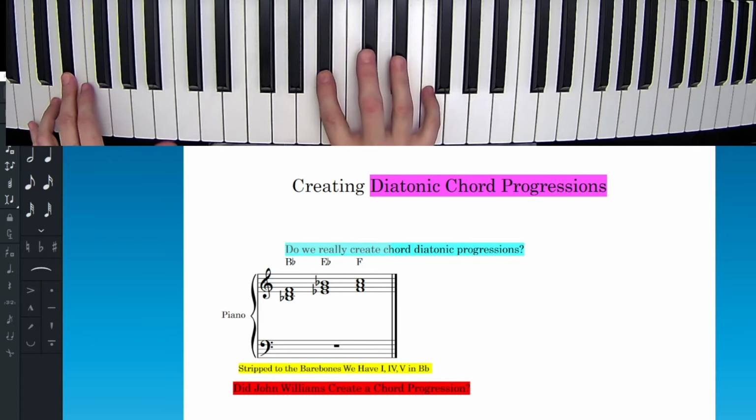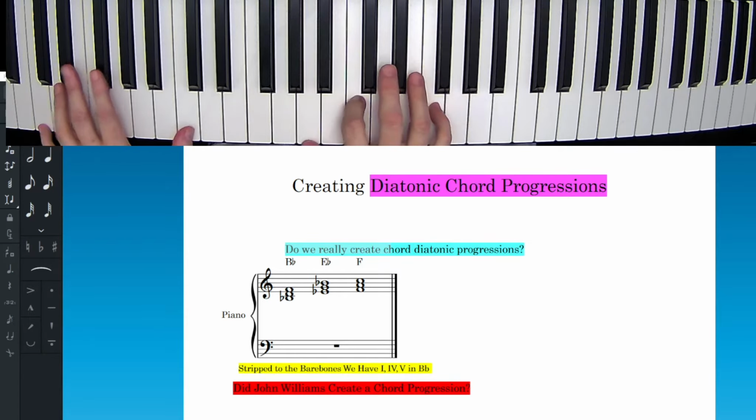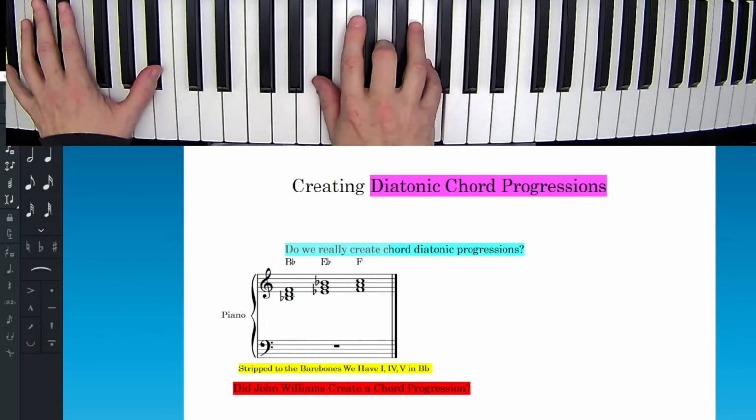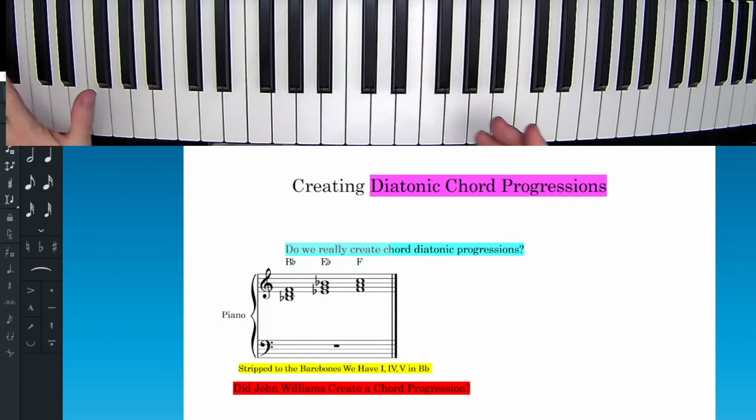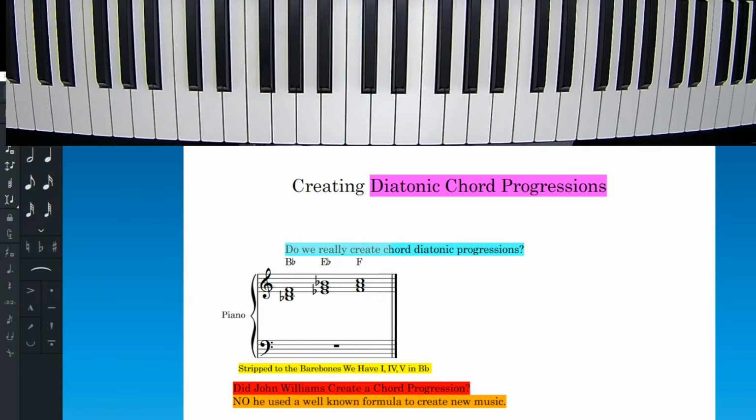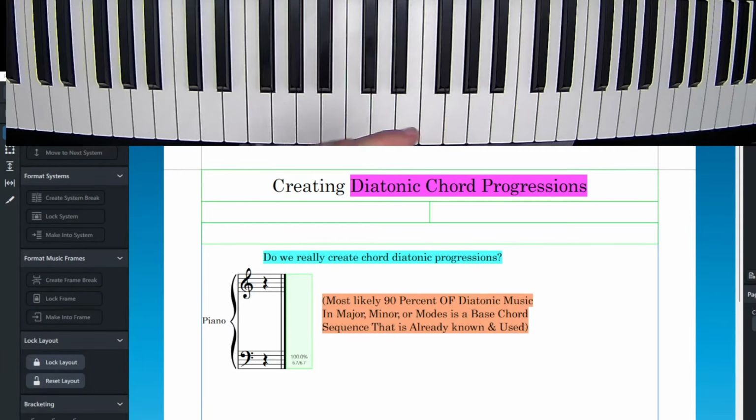It's still 1, 4, 5 music. I'm just using inversions. It's still 1, 4, 5. In other words, using the 1, the 4, and the 5 chord. So the answer is no, he did not create a new chord progression. He used a well-known formula to create new music. And once you realize that almost 90% of all diatonic music is a known formula, then you can actually relax and just start using it.